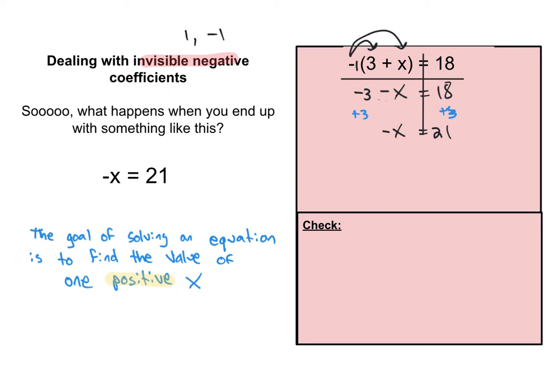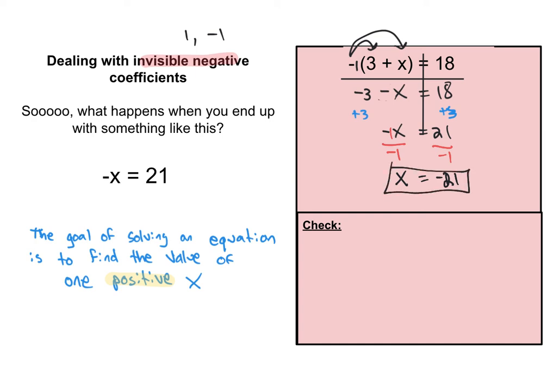What we have here is a variable with one of our invisible coefficients, and that invisible coefficient here is a -1. So we're not actually done solving. We still need to isolate that variable by dividing by -1. In doing this, -1 divided by -1 is a positive 1. We get that positive x we're looking for. Then we have 21 divided by -1 is a -21.